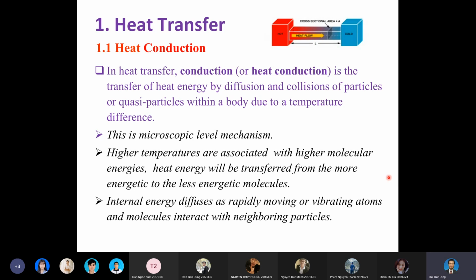Okay, so as an engineer, you have to understand the fundamental thing. Not just what you see at a macroscopic level, but you also have to understand and know about this phenomenon at the microscopic level, the mechanism. This is very important as an engineer.